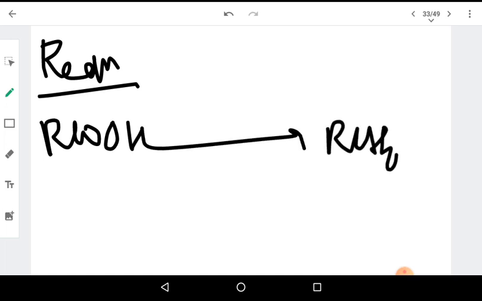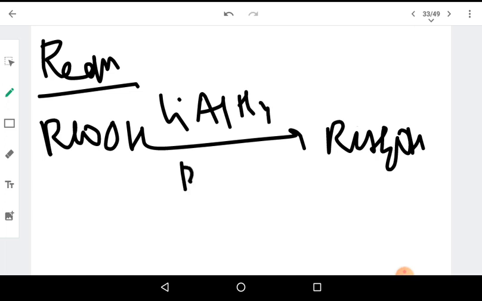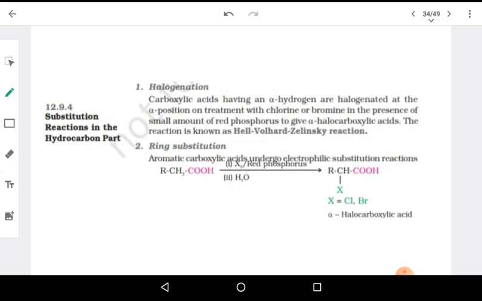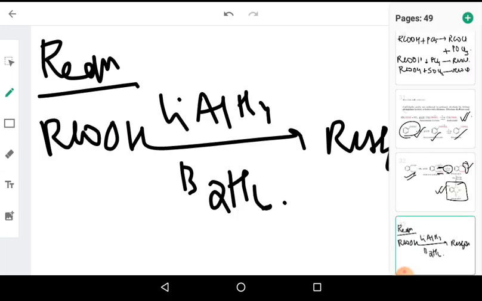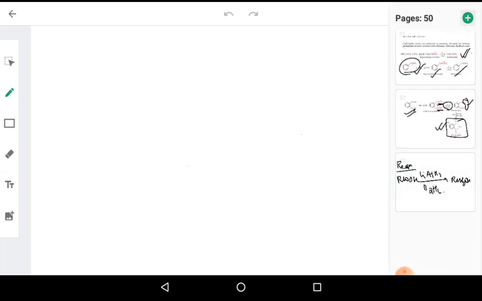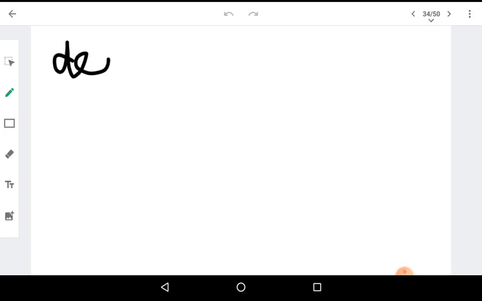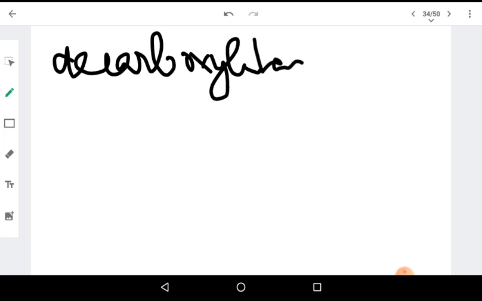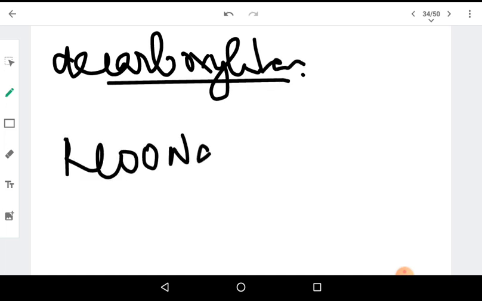Let us now talk about reduction reaction. In reduction, RCOOH has to be converted to RCH2OH. We can use LiAlH4 or we can use B2H6. These are commonly used reagents. Next important reaction is decarboxylation, which you have already studied. What is decarboxylation? We have to remove a molecule of carbon dioxide, right. So RCOONa is treated to give RH plus Na2CO3.